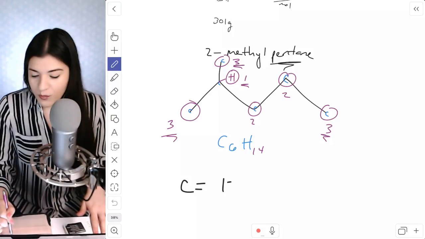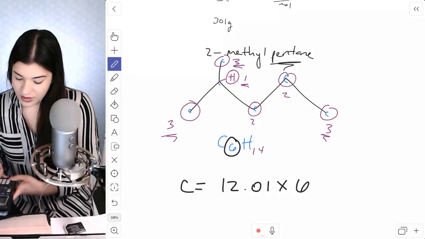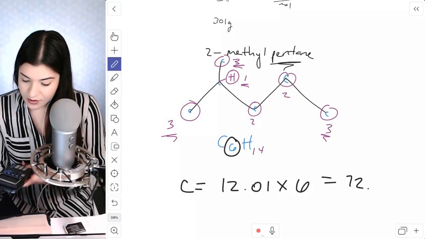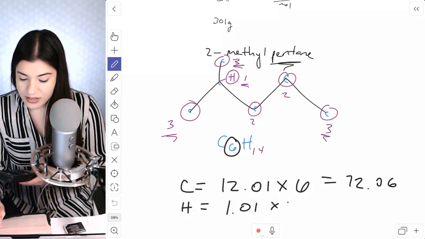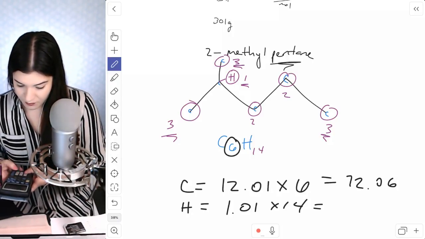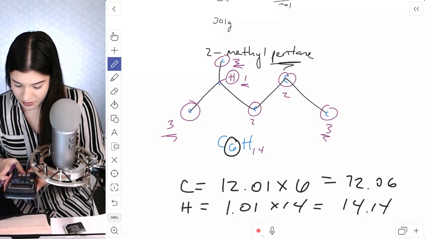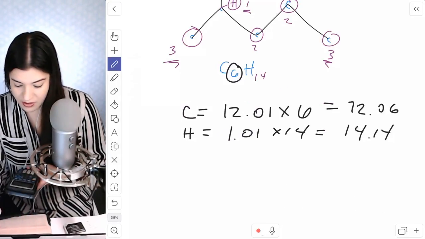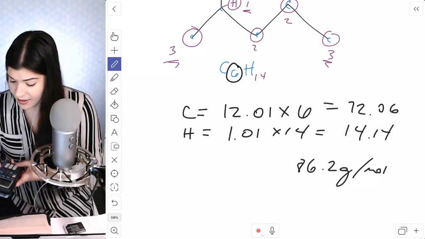So carbon is 12.01. Multiply that by the 6 subscript, and we'll see what that gives us. So then that would have been 72.06. And then for hydrogen, this is really 1.01 times 14. And then I'll add those 2 values together. Okay, here, let me add these up. So I'm adding these 2 values together to figure out what the molar mass is. And this gives us 86.2 grams per mole of 2-methylpentane.